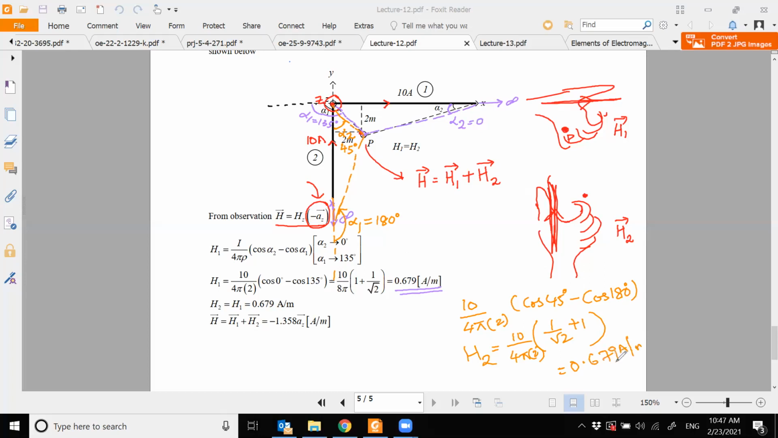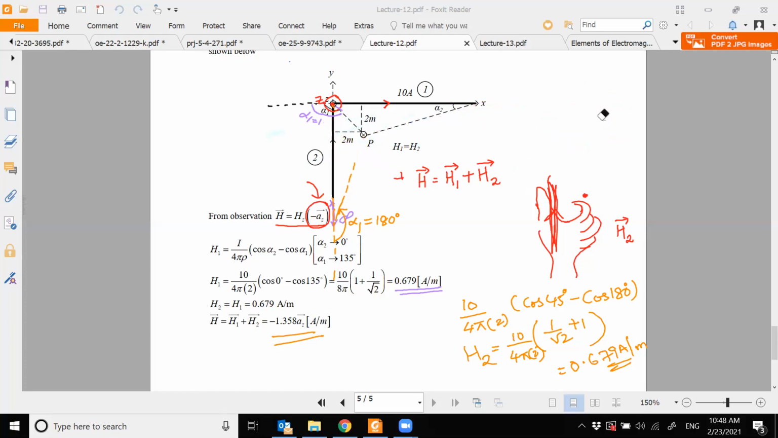0.679 amperes per meter. And therefore, my total H will be H1 plus H2. So 0.679 plus 0.679, 1.358. And the direction we already found, minus AZ. That's why minus AZ. Got it? So this is how you can do it for lines. Any questions? Okay.